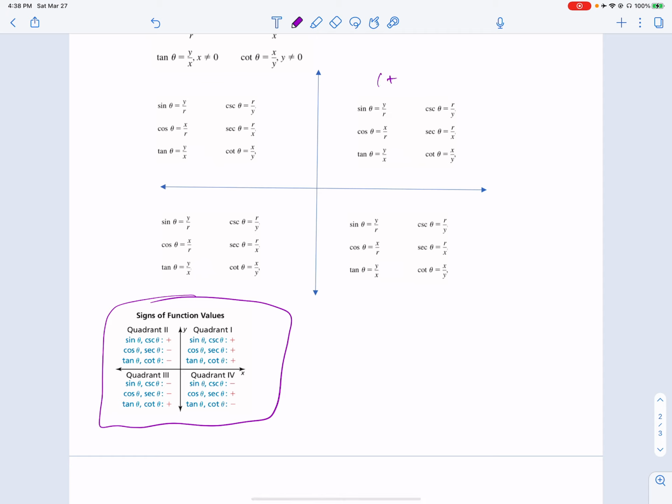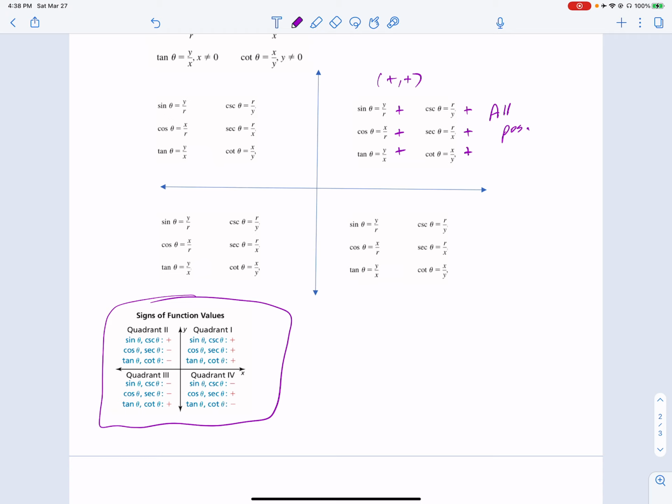In quadrant 1, x and y are positive. And since x is positive, y is positive, and r is positive, they are all positive. All 6 trig functions will always be positive when the terminal side ends up in quadrant 1.